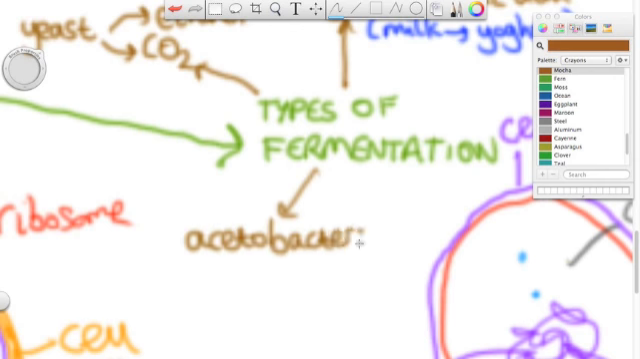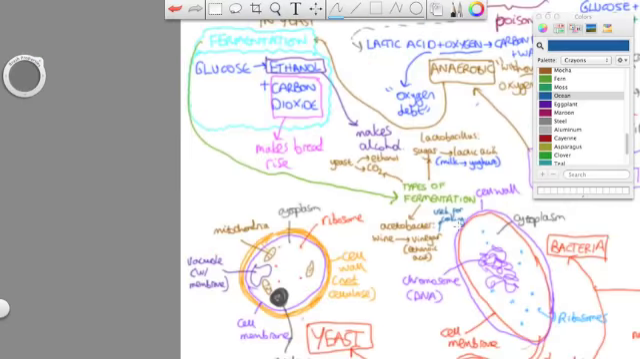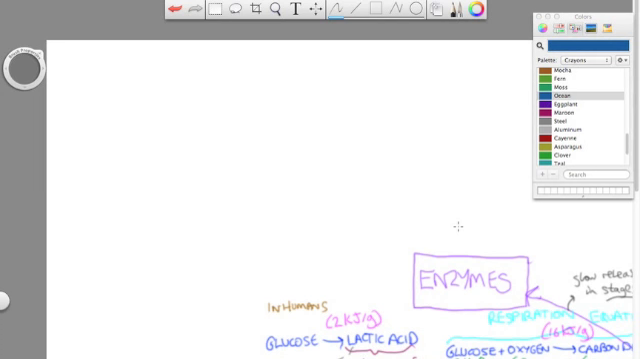Another bacteria is called Acetobacter, and Acetobacter can convert wine into vinegar. Now vinegar is actually called ethanoic acid. The old-fashioned name used to be called acetic acid. So Acetobacter converts wine into vinegar for cooking, and those are the types of microorganisms and their respiration you have to know. So let's look at enzymes now.